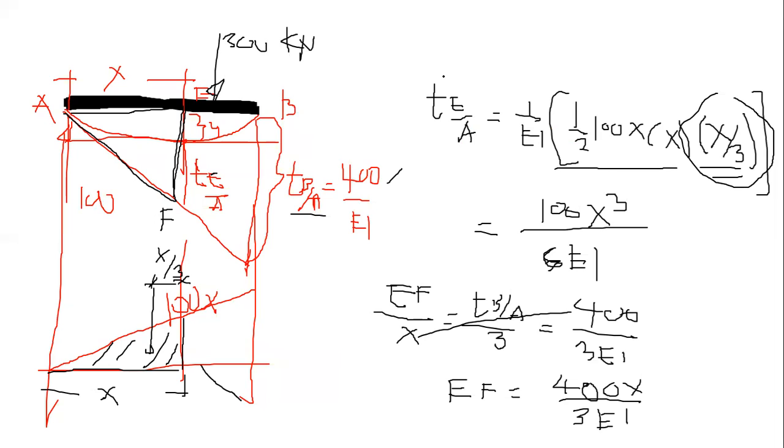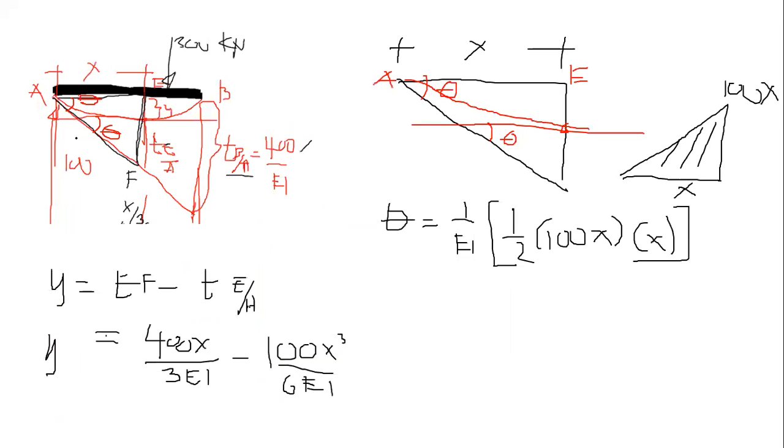For rotation, it is just this. But for deviation, see this one, deviation E from A, there is a centroid. But for the angle only, like what we are doing now, there is no centroid, the centroid coming from here. So what is this value? This is just 100x squared over 2EI. Okay, 100x squared over 2EI, or 50x squared over EI.